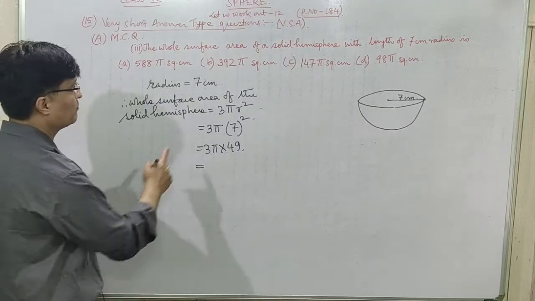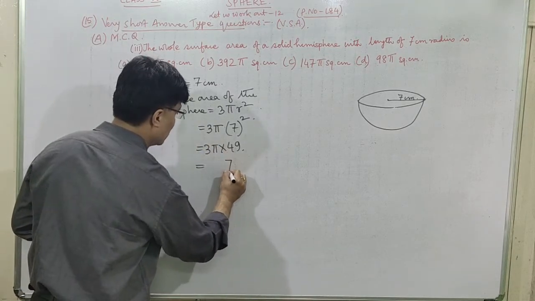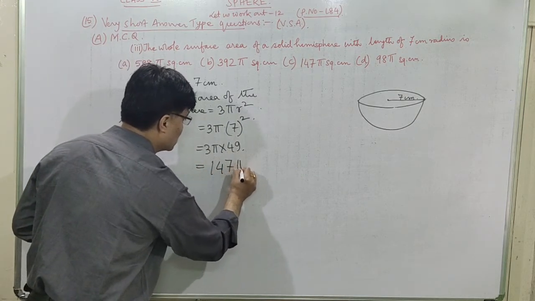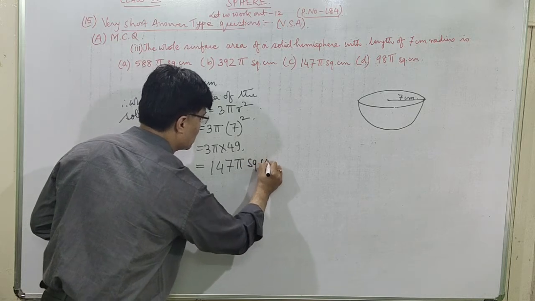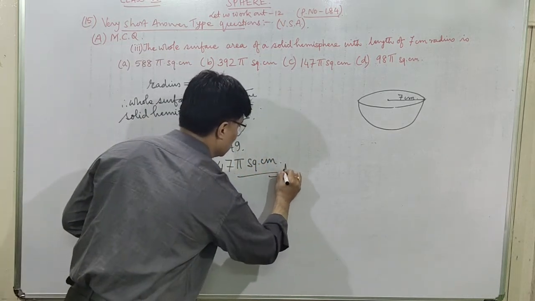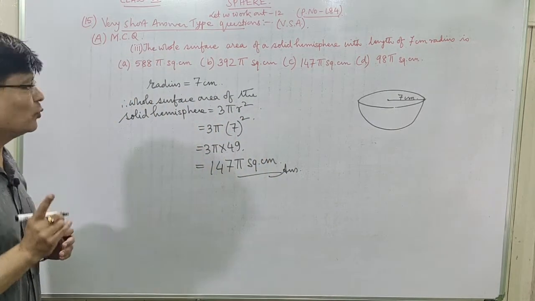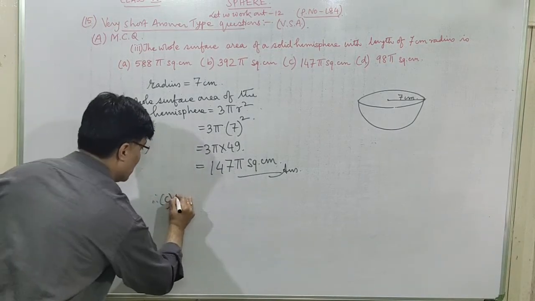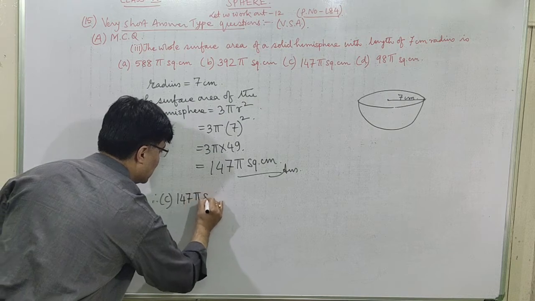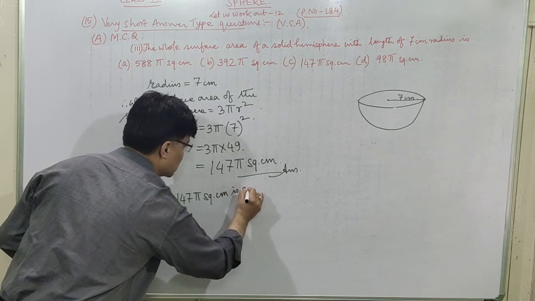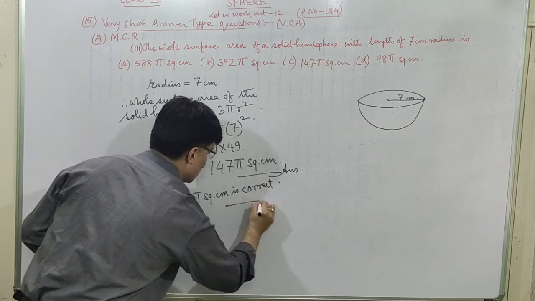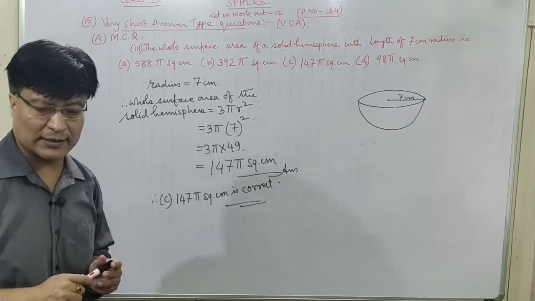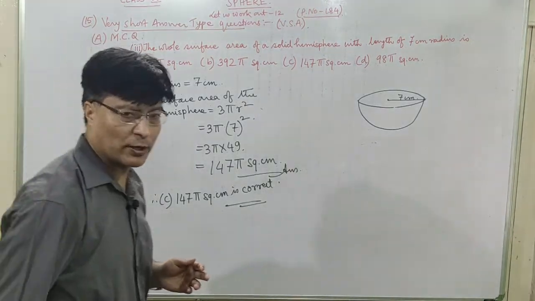Now let us multiply it. 3 9s are 27. 7 2. 3 4s are 12 plus 2 is 14. 147 pi. Unit is square centimeter. So this is the correct option. So which is the correct option out here? It is number C. Therefore number C, 147 pi square centimeter is correct. So this is the correct answer. That is 147 pi square centimeter is correct. So you can copy it. Now we'll do the next problem now.